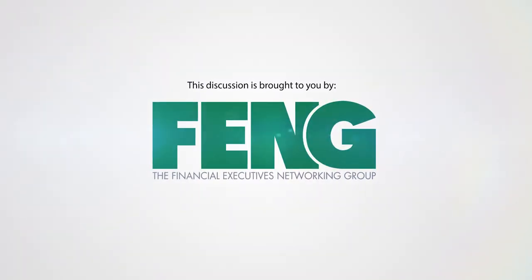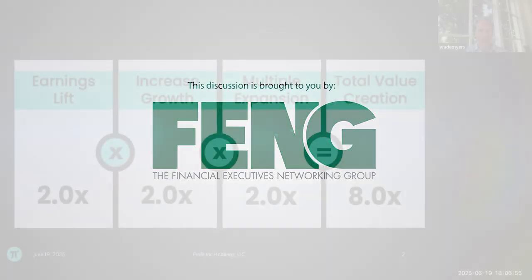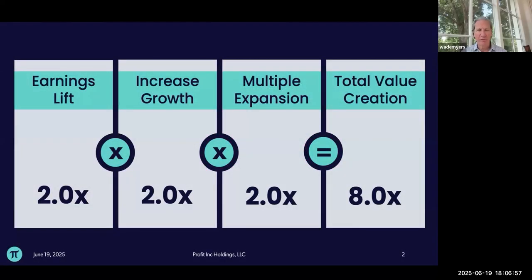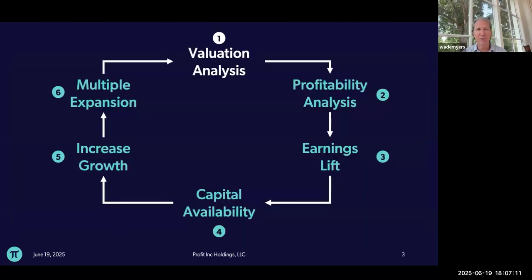First of all, I'm going to show you the formula. We're going to look at doubling the earnings, doubling the growth or the revenue level, and then doubling the multiple expansion, which is the earnings multiple that your company is worth because you have high earnings and high growth, et cetera. And that's how we get to our 8x. I'll walk you through everything and give you a playbook of that. And these are the 6 steps.